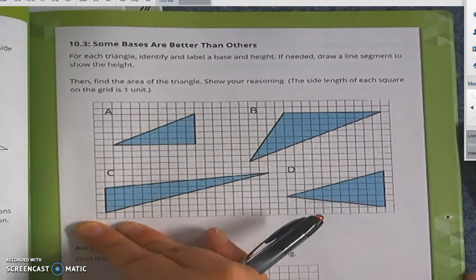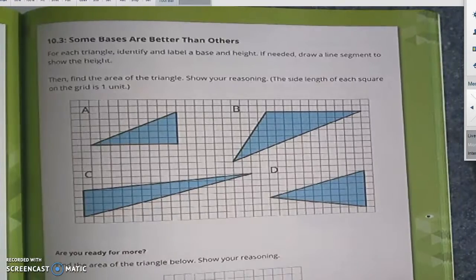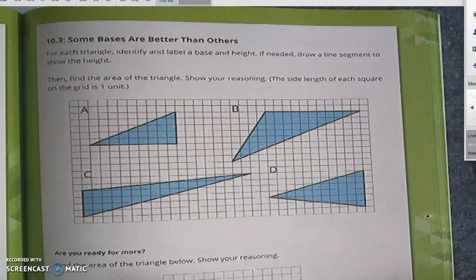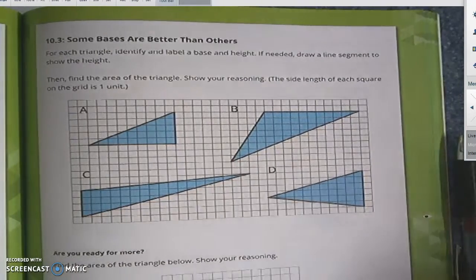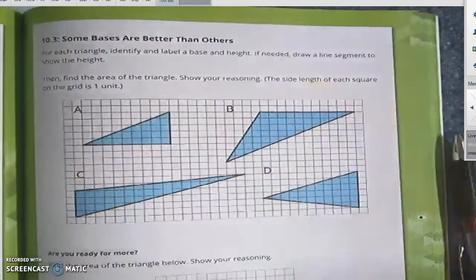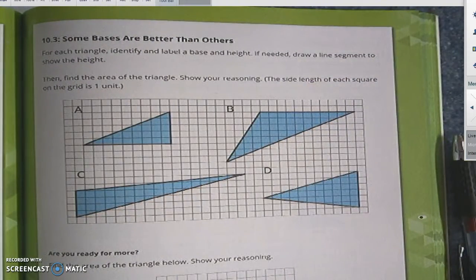So then for 10.3, for each triangle, identify and label a base and height. And when we say identify and label, what we actually mean is highlight. And then find the area. So you're going to highlight your base and your height, find the area, try it with your talking partner, and then come back to me.